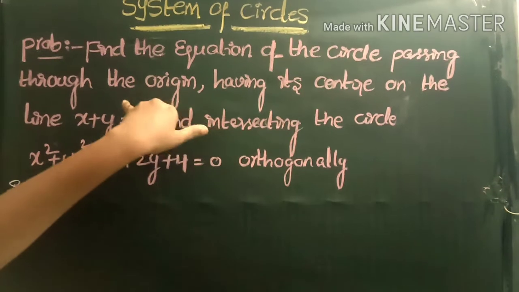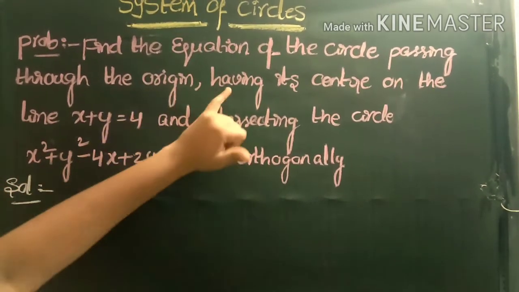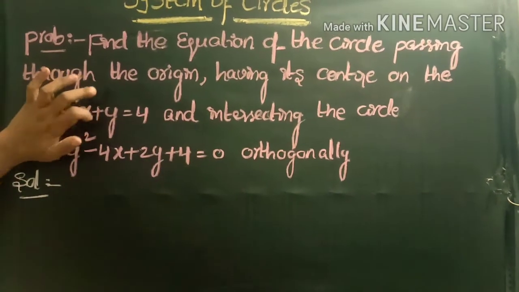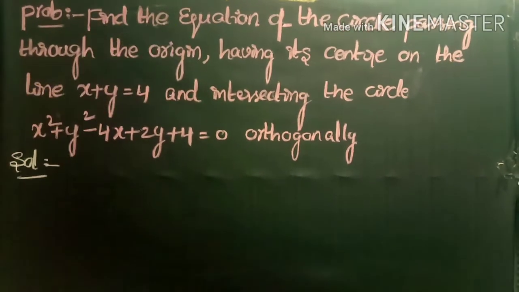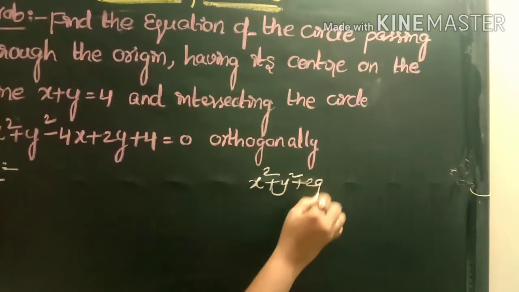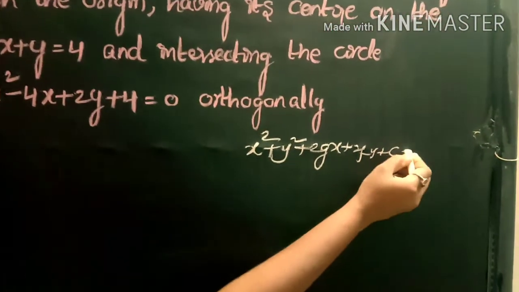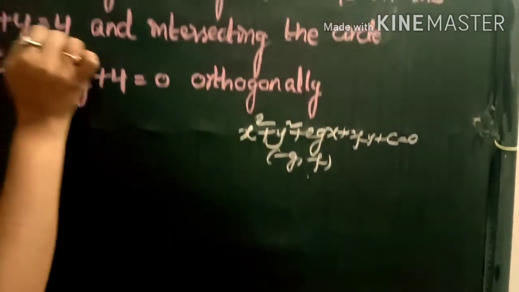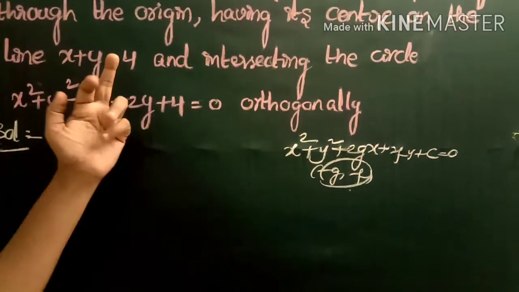Given conditions are the circle passing through the origin, that is the circle passing through the point 0, 0 and having its center on the line x plus y is equal to 4. So first we are taking the equation of circle in standard form. Standard form means x square plus y square plus 2gx plus 2fy plus c is equals to 0. Now what is the center of this circle? Center is equals to minus g comma minus f. It is given that the center lies on this line, that is minus g comma minus f point lies on this line. That's the second given condition.